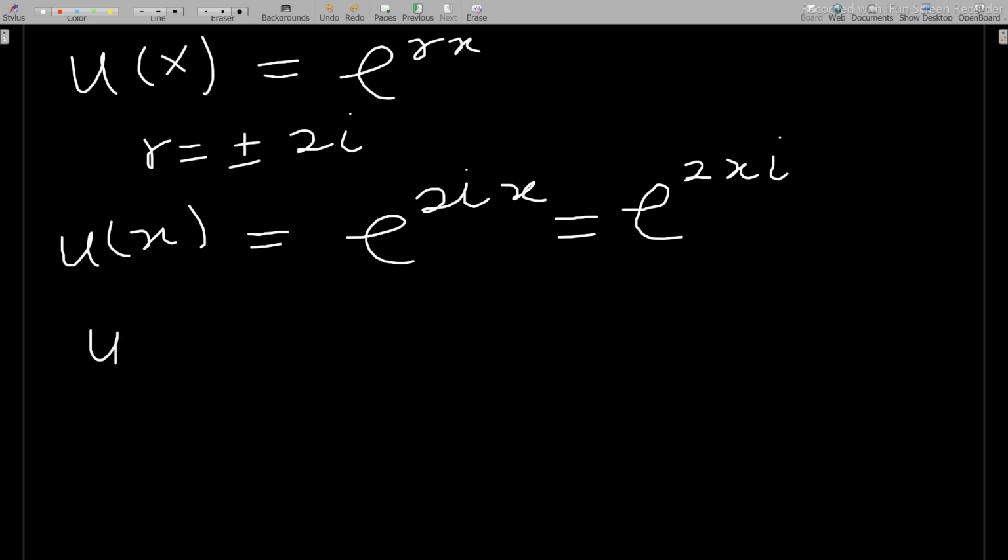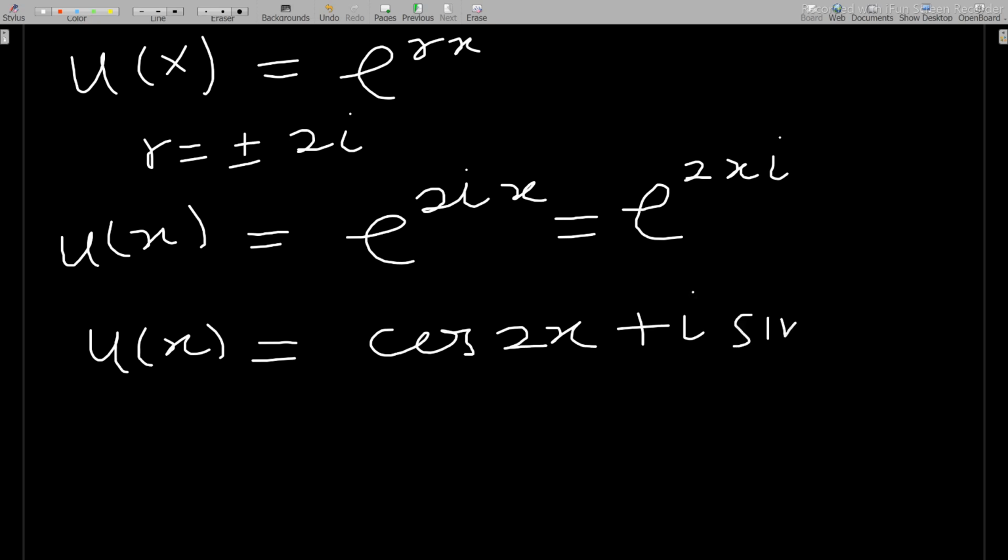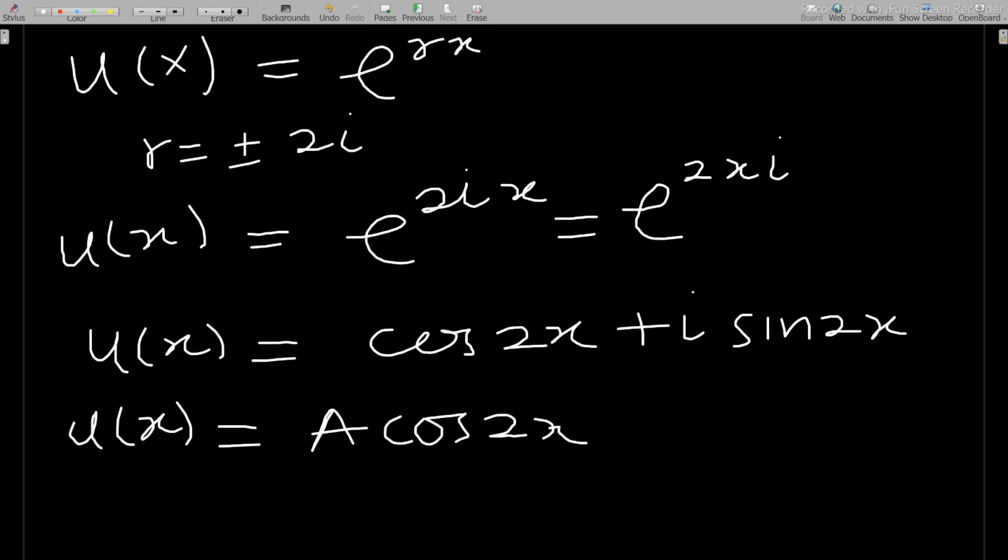So what will happen here is you say u of x is equal to some constant times, let me write it first, cos 2x plus i sine 2x, okay? So when we want to remove the imaginary part from it, you have to introduce some constants here, and that will be a cos 2x plus b sine 2x, okay? That is our general solution to the question.